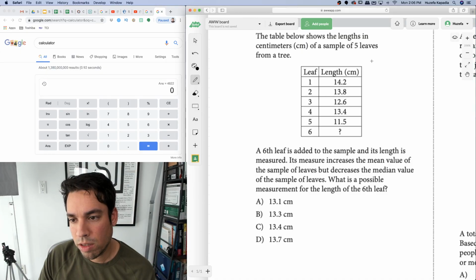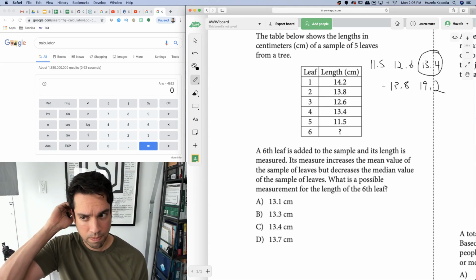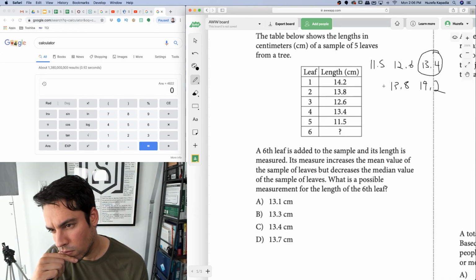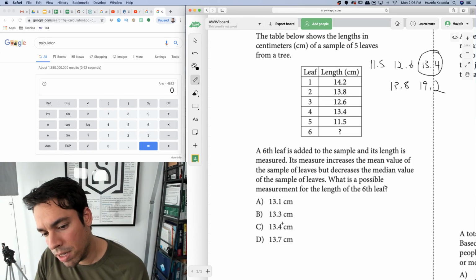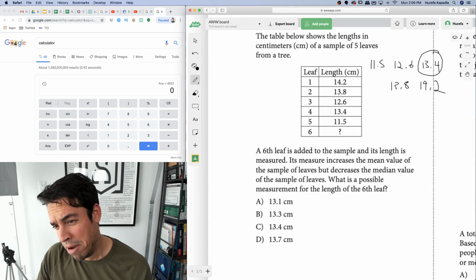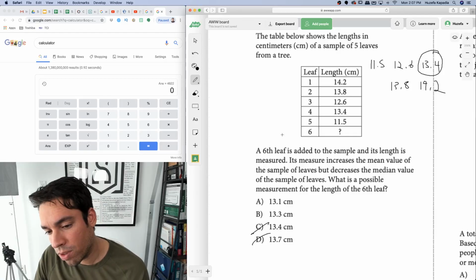Okay, so let's put these in order from least to greatest. 11.5, 13.6, 13.4, 13.8, and 14.2. So the current median is 13.4. Obviously, the new value can't be 13.4 or 13.7. 13.7 would increase the median. 13.4 would keep it the same. So we're decreasing. So it's one of these.